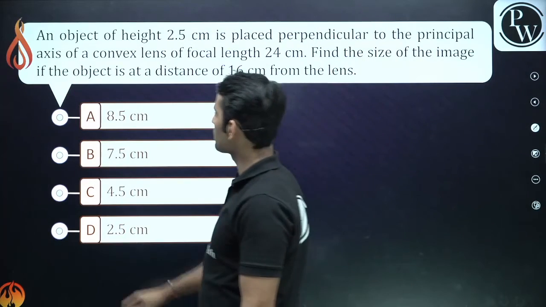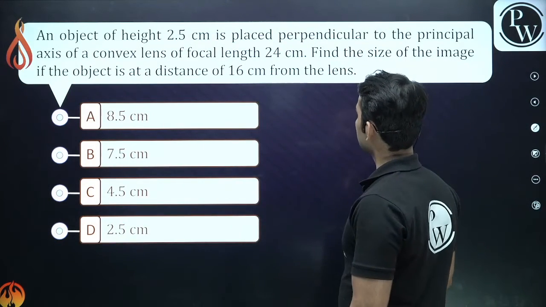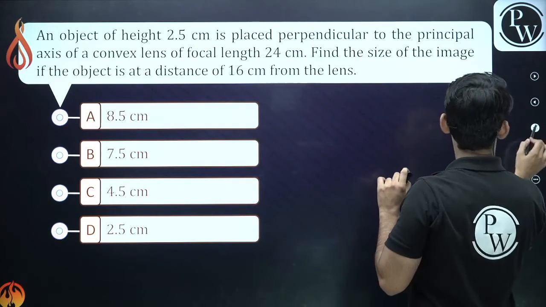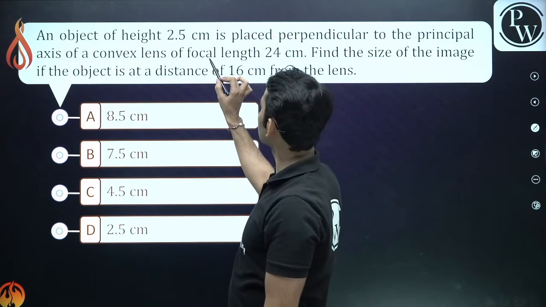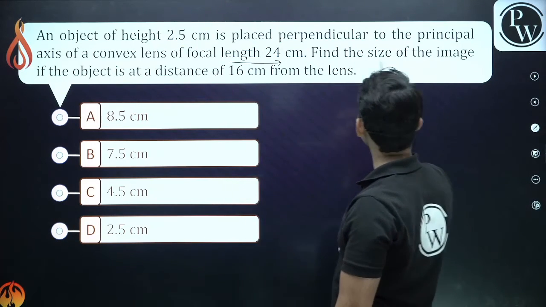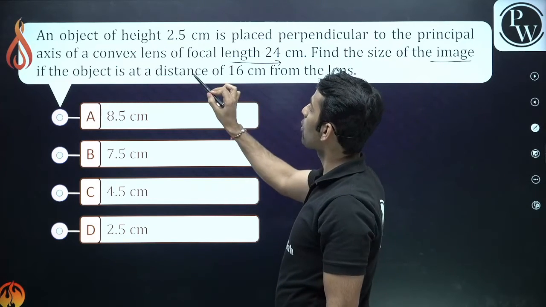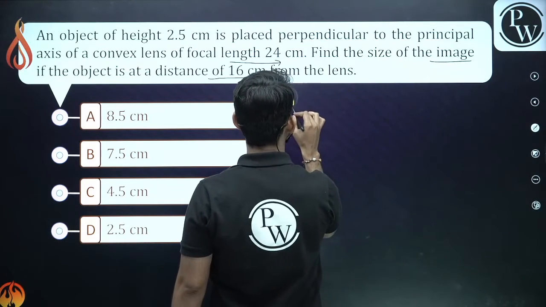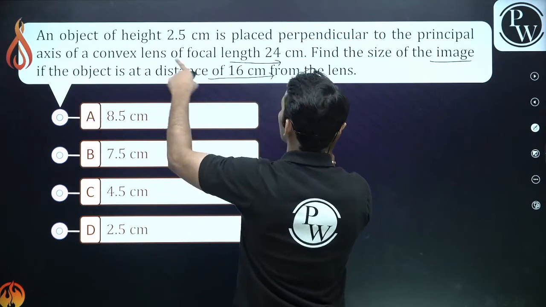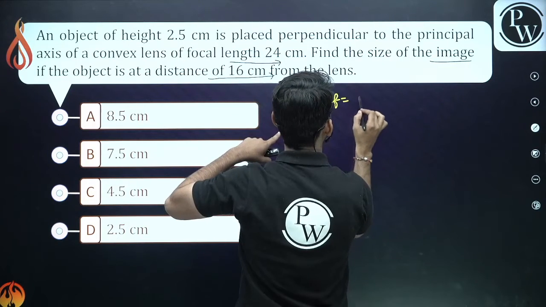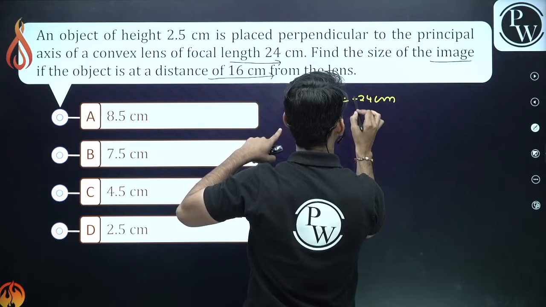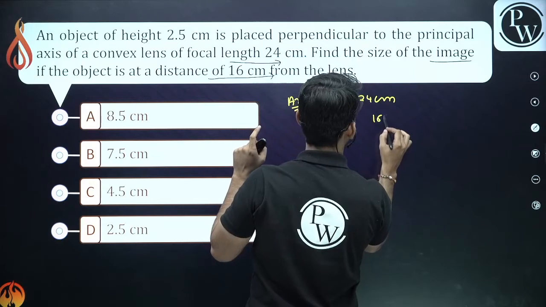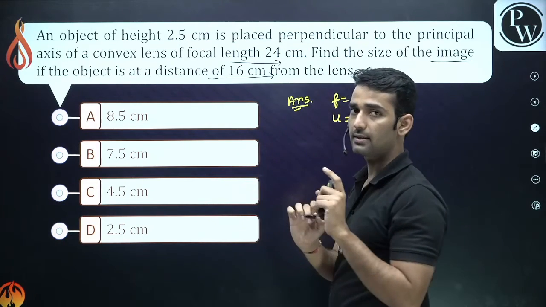Clear? Let's do a question on this now. It has been said that an object of height 2.5 centimeter is placed perpendicular to the principal axis of a convex lens of focal length 24 centimeter. Focal length is given. You have to find the size of the image if the object is placed at a distance of 16 centimeter from the lens. So guys, first of all, let us write the parameters that are given to you. What is the focal length, guys? Focal length is 24 centimeter, and you have to take it as positive because it's a convex lens. Object distance is how much, guys? It is 16 centimeter. Take it negative always, as I had told you.